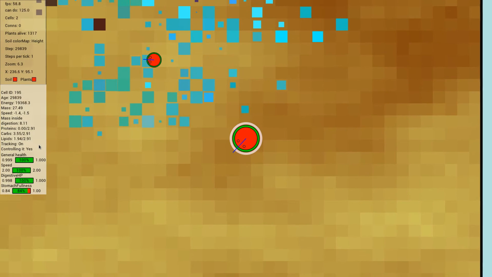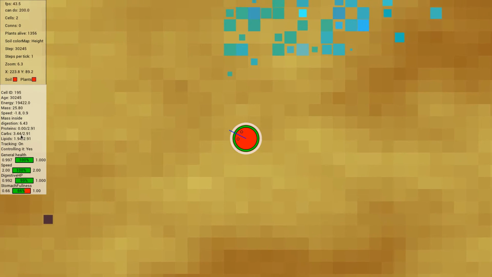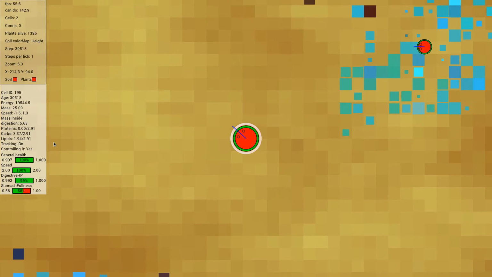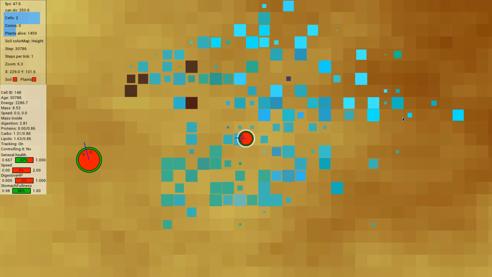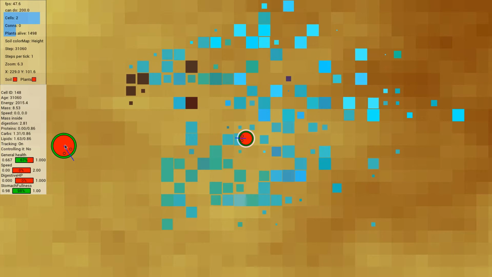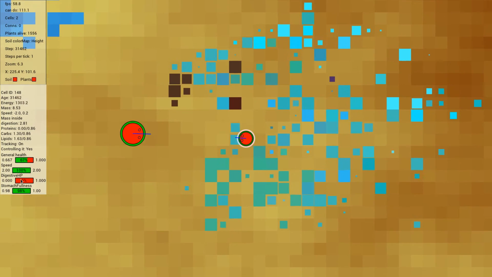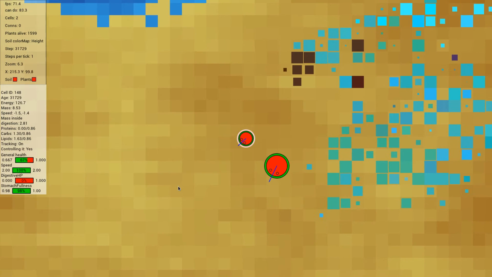This cell above seems to not be able to eat. I will click on it soon and we will see. As you can see, its digestive health is at 0, and so it can't eat and can't translate proteins, sugars, and lipids to energy, and so it soon will die.